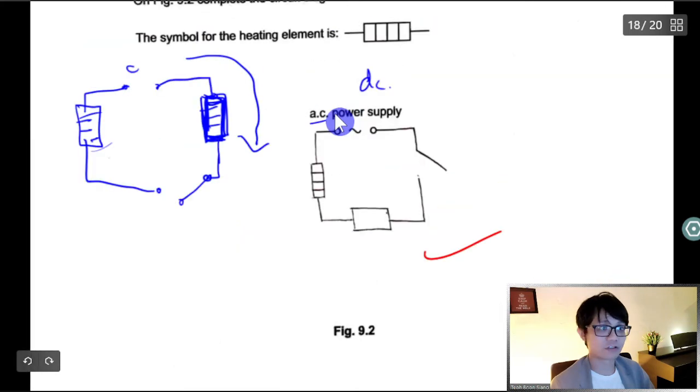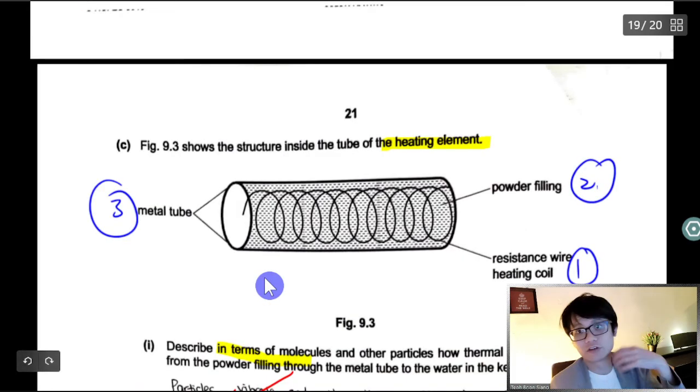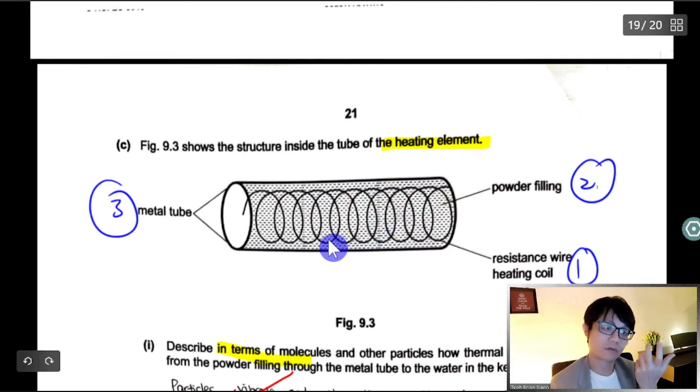they have the powder. We don't want to leave it empty. If you leave it empty, then it also will generate heat, but it's more difficult to generate heat, correct or not? Because there's no particle for you to vibrate, and there's air, and air is a very bad conductor of heat. So we don't want that.